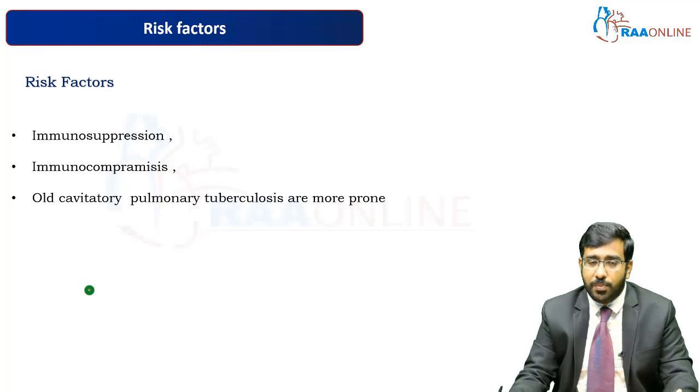As I have told before, the common risk factors are immunosuppression, immunocompromise, or any patient who had previous episodes of pulmonary tuberculosis with cavitation. I will show you the chest X-ray afterwards and we will discuss it. Immunosuppression and immunocompromise are different terminologies.